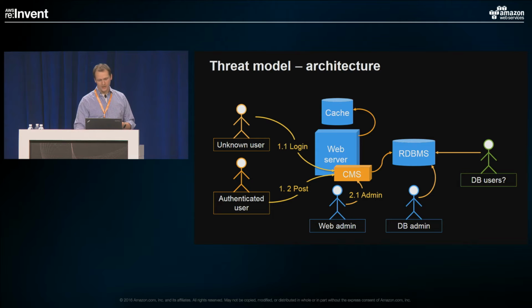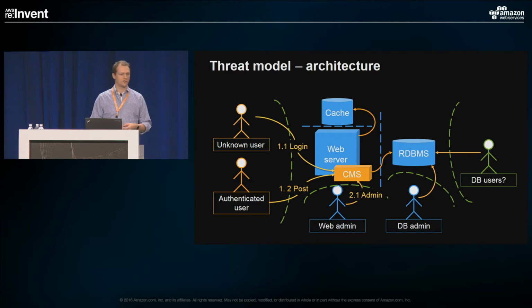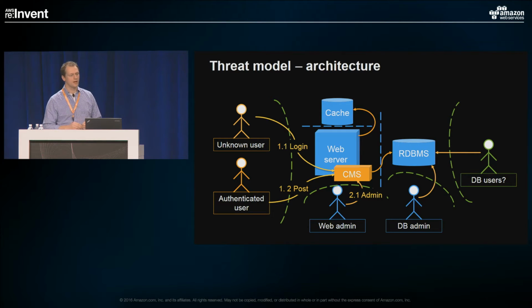So, the last thing you do in a threat model is you draw the trust boundaries. And the trust boundaries are any place you're going to make a decision. Any place that you're going to make some form of trust decision, some way that you might elevate the privilege of that user.